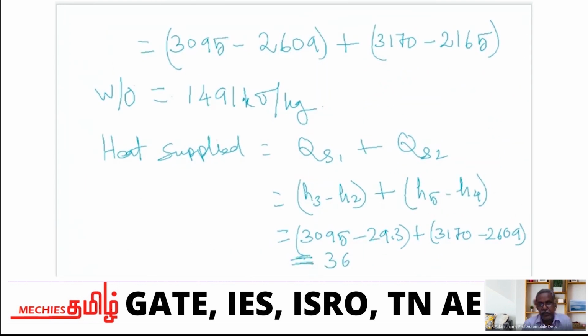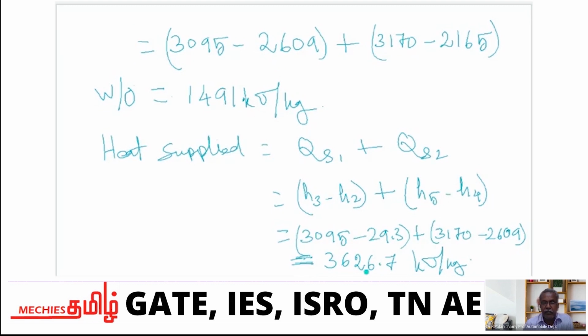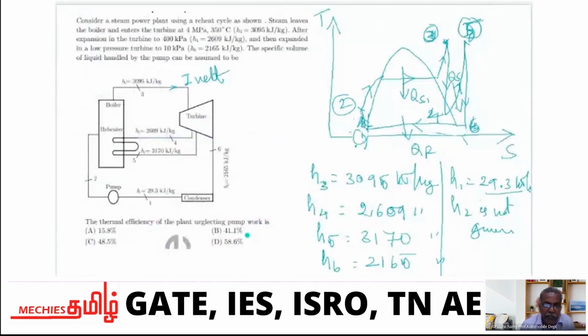Can you tell the answer? 3626 kilojoules per kilogram. Substitute the values in the efficiency formula. Efficiency is work output 1491 divided by 3626. So this is the efficiency percentage: 41.1. Here we check the answer. Yes, 41.1. Answer B is correct.